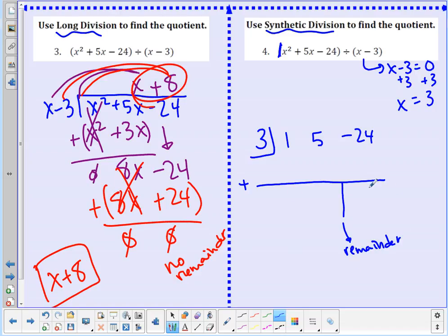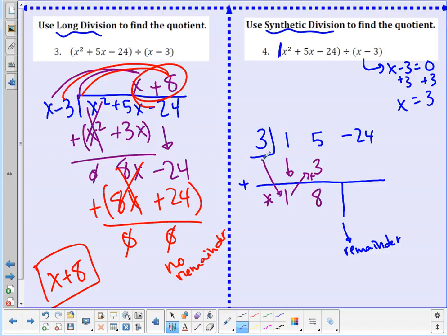Okay. Then here's the process. The first coefficient just comes down. That's all you need. The next thing you do is you multiply 3 times 1 and you put it up there. So I'm going to multiply that and then I'm going to put it right there. And then I add. 5 plus 3 is 8.